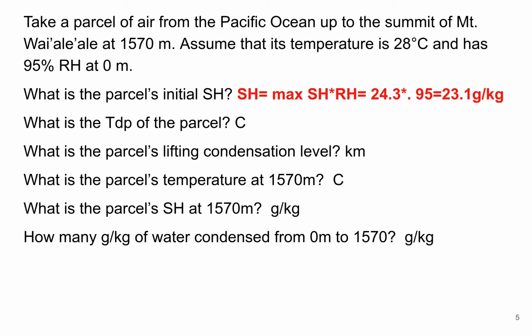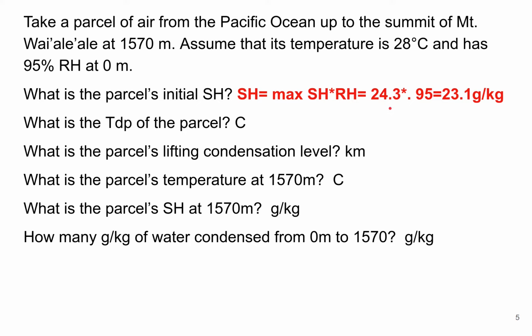So we need the chart of maximum specific humidity. To calculate specific humidity, in this case, we know the relative humidity is 95%. So what we need to do is find out what's the maximum specific humidity and then take 0.95 times that value. So maximum specific humidity at 28 Celsius is 24.3 degrees.